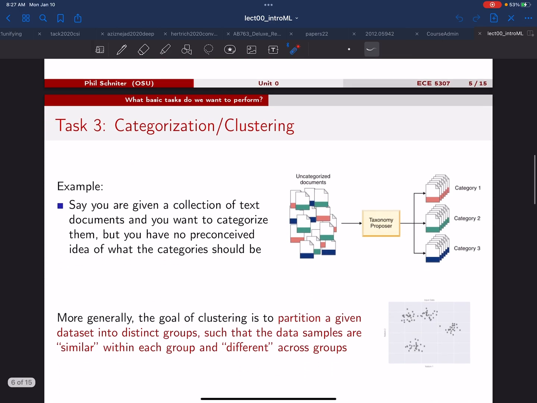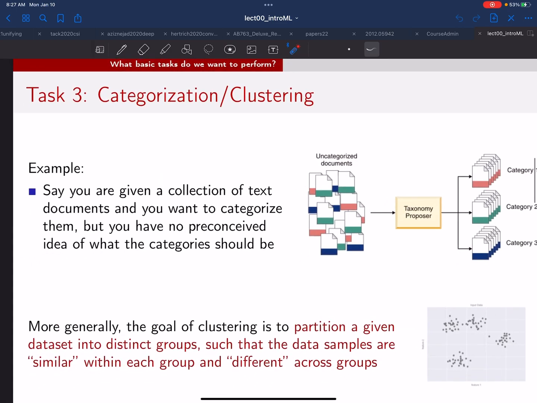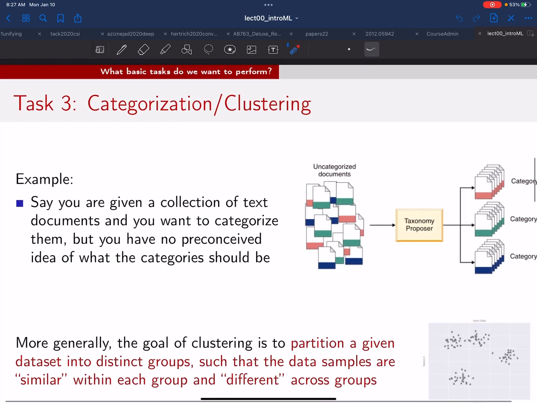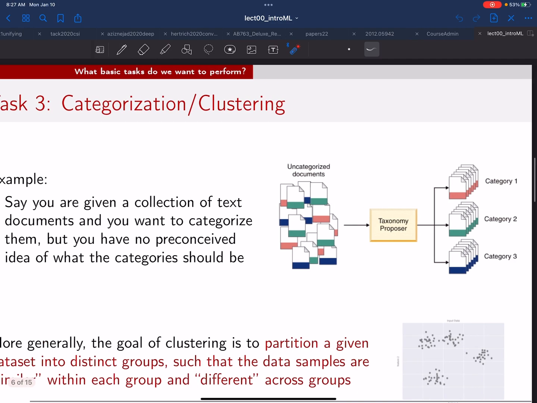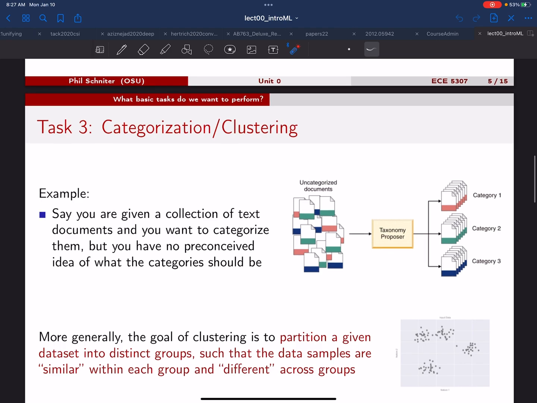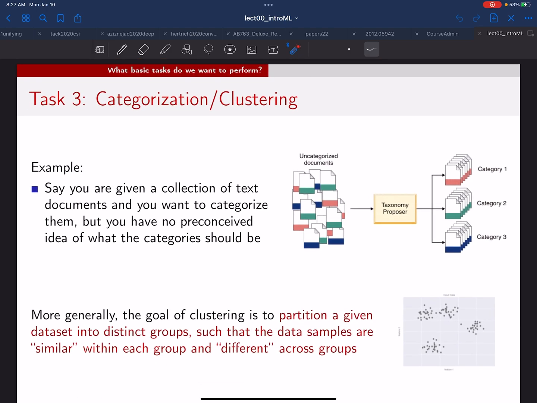All right. Next task we mentioned is categorization and clustering. Say we're given a collection of text documents and we want to categorize them, but we have no idea of what they should be in advance. So here's our pile of unorganized documents. We somehow need to put them into different categories. So this is an example with text documents, articles or whatever. But this is a very, very general idea. You could apply it to anything, really.